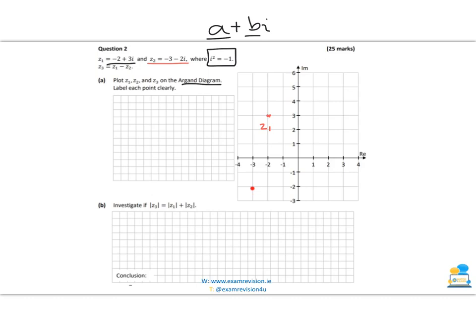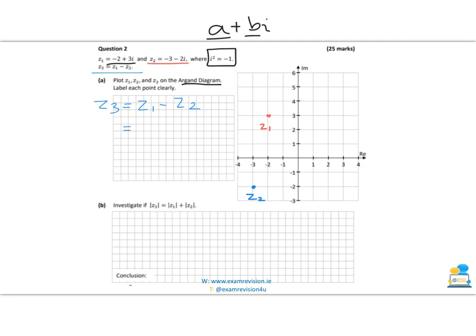So we're going to go -2 down, and that is where our second coordinate is going to be, and that is the point Z2. So now we want to go and plot Z3, because we're being asked to plot Z1, Z2 and Z3 on the Argand diagram and label each point clearly. But we're going to need to do a little bit of work now for Z3, because as we can see, Z3 we're being told is Z1 minus Z2.